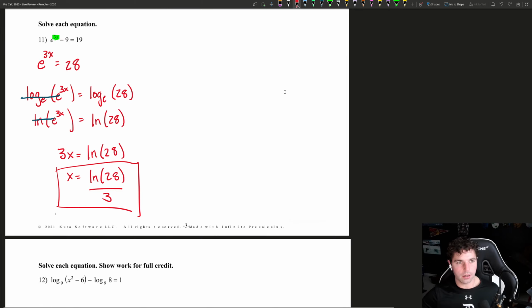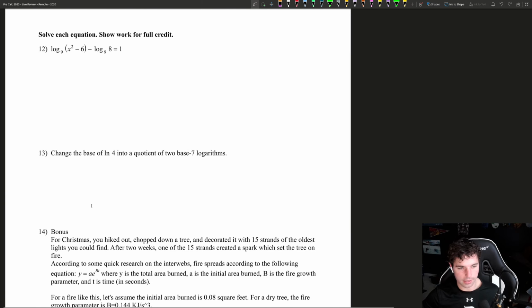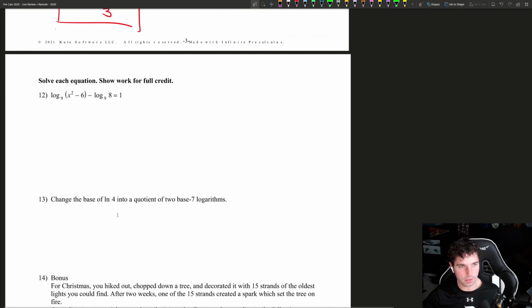Okay, got a couple more. Actually, we got 2 more. I'm gonna leave 14 alone because I want to see who can actually do it. Again, that's bonus. That'll make up for missing points. But number 12 and 13 we'll definitely do. All right, so number 12 kind of combines a couple of things that we did before.